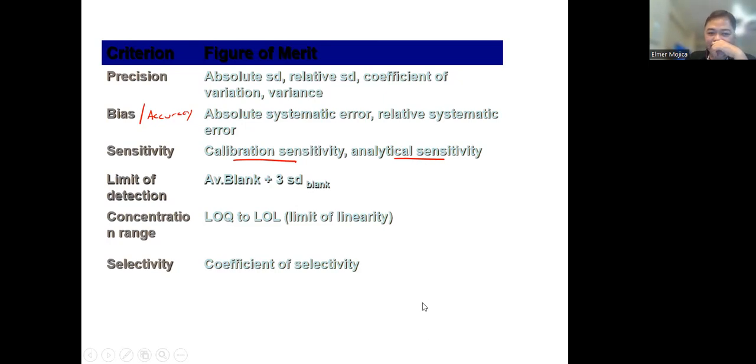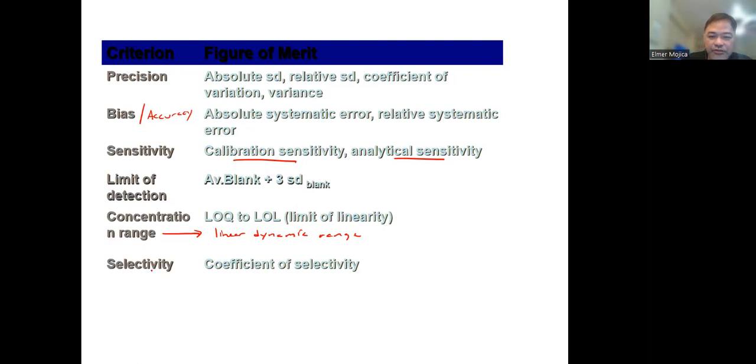Right? And then you have the limit of detection, the average blank plus 3 times the standard deviation of a blank. And then the concentration range, or in other term, this is what? The LDR. Linear dynamic range, from the limit of quantitation to limit of linearity. And then we have the so-called selectivity.